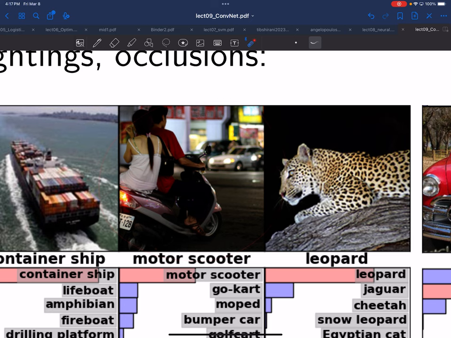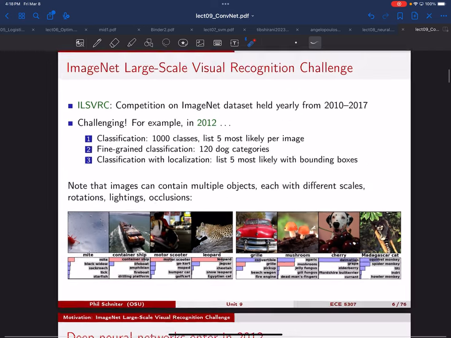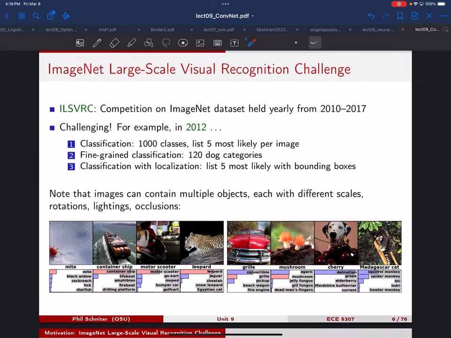For this one, there's a lot going on here. There's people, there's cars, there's signs, there's a street. But this is labeled as motor scooter, and the motor scooter is actually quite dark. Unless you zoom in, it's almost hard to see that motor scooter. And then things can be occluded, meaning you don't get to see the full object. So like this mite here, part of it is missing, and so on. So these are all the challenges you face when you do image classification.